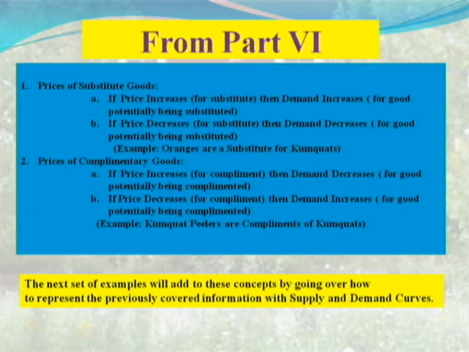Prices of complementary goods. If a price increases for a complement, then the demand decreases for the good potentially being complemented. If a price decreases for a complement, then demand increases for the good potentially being complemented. An example is kumquat peelers are complements of kumquats.